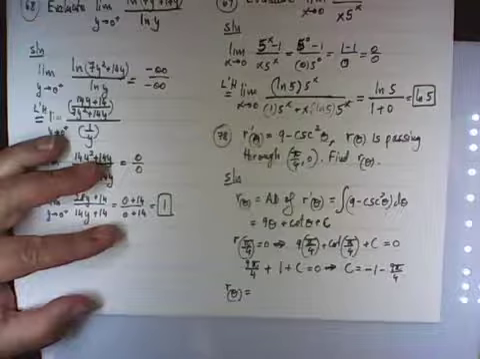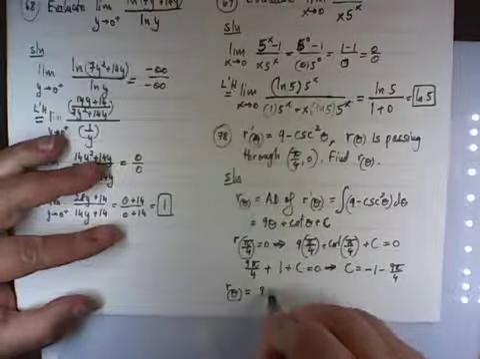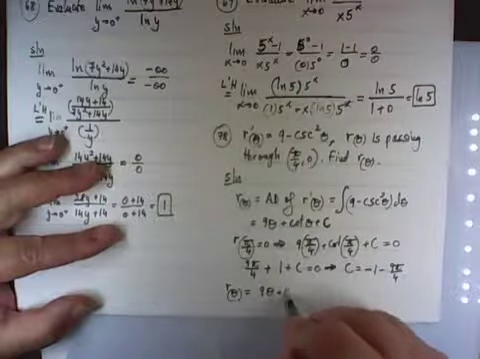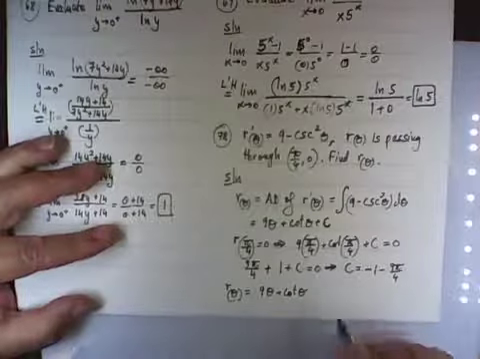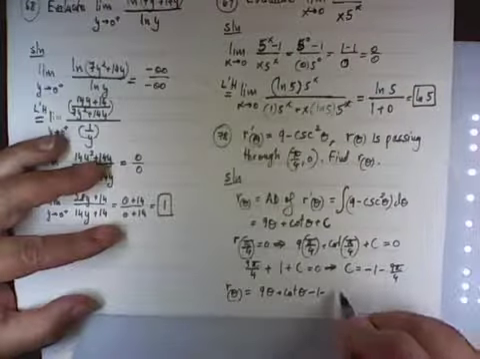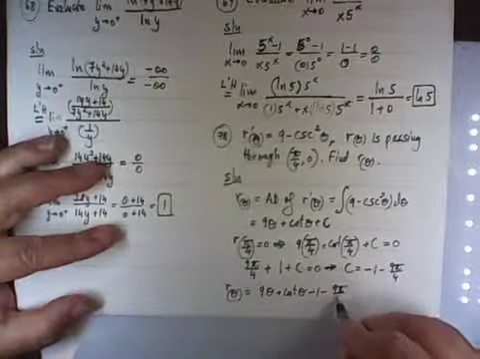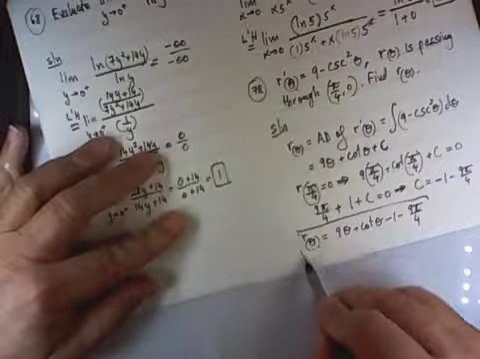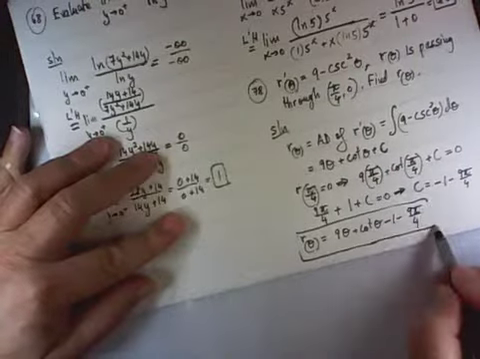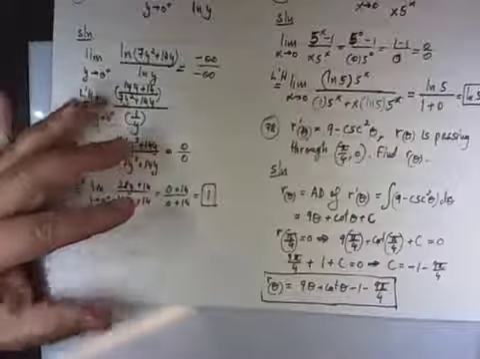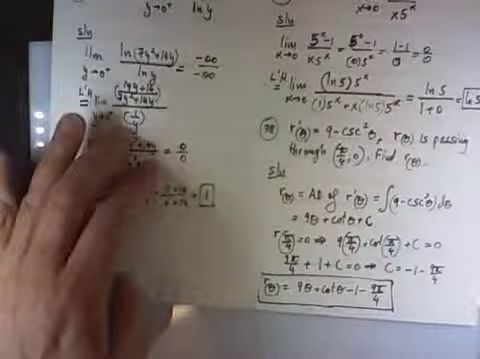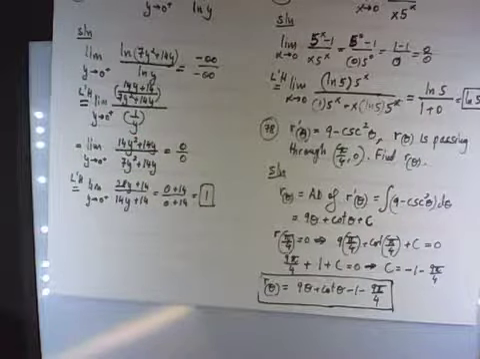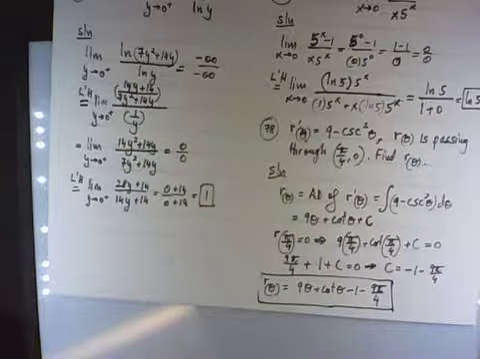So what do we have? We have 9 theta plus cotangent theta minus 1 minus 9 pi over 4. I don't know which question will be in the test, but a question containing antiderivative with or without a point is guaranteed to be on the test.